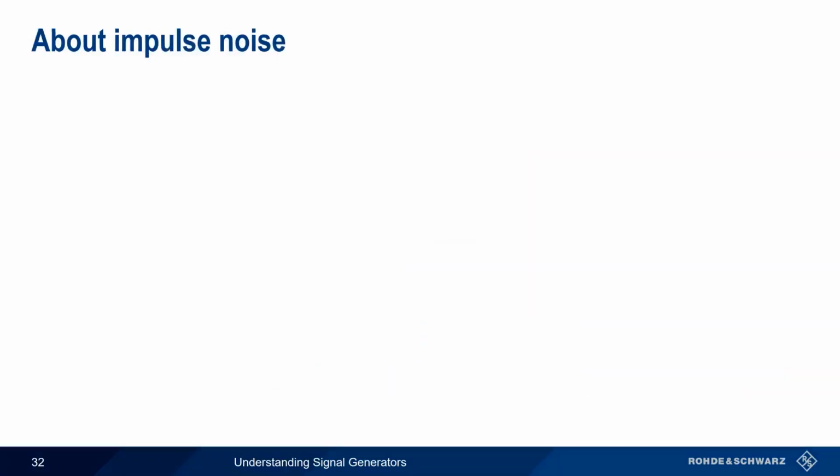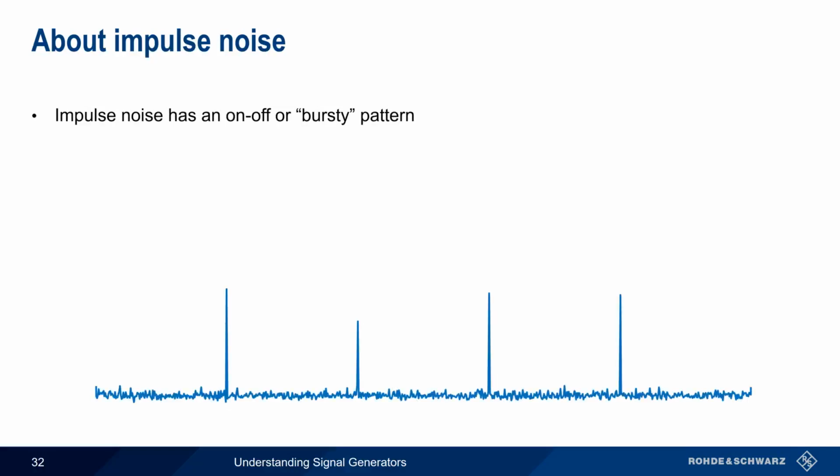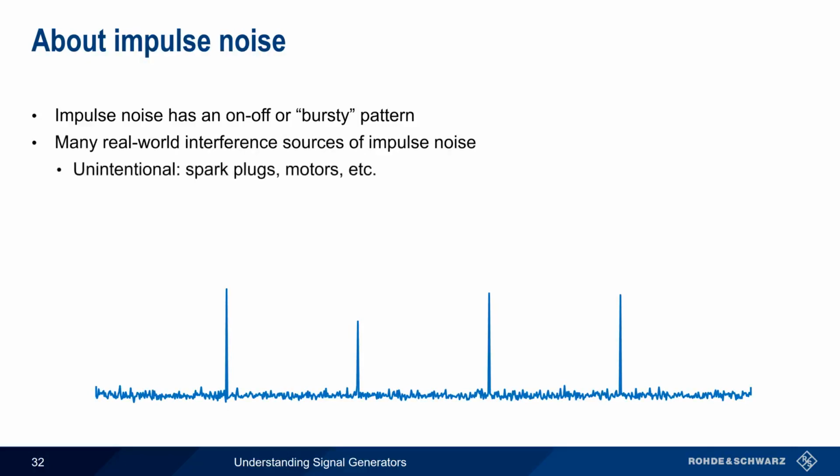Although the level of AWGN, or additive white Gaussian noise, does vary over time as per a normal or Gaussian distribution, these changes are relatively small and the noise never goes to zero. Impulse noise, on the other hand, has an on-off or bursty pattern. There are actually many real-world sources of impulse or bursty noise. Some of these are unintentional sources of RF. The typical automobile is full of such sources, such as the sparking of spark plugs, the motors used to power windshield wipers and windows, etc.